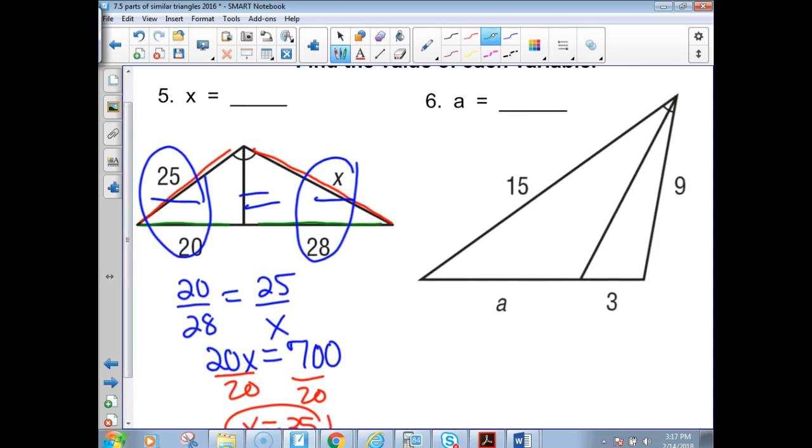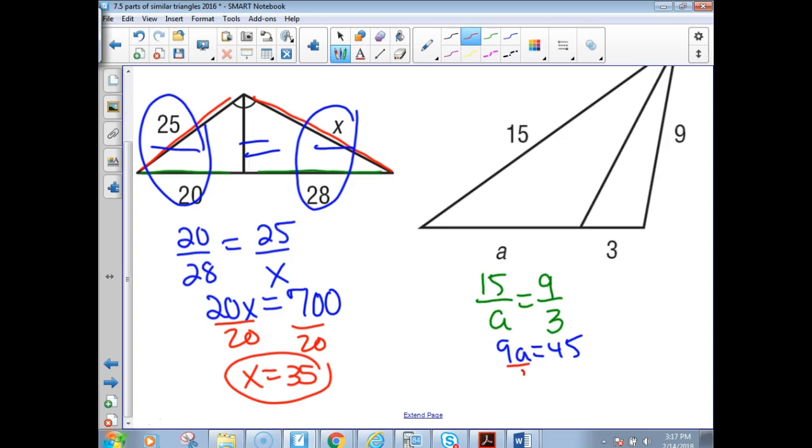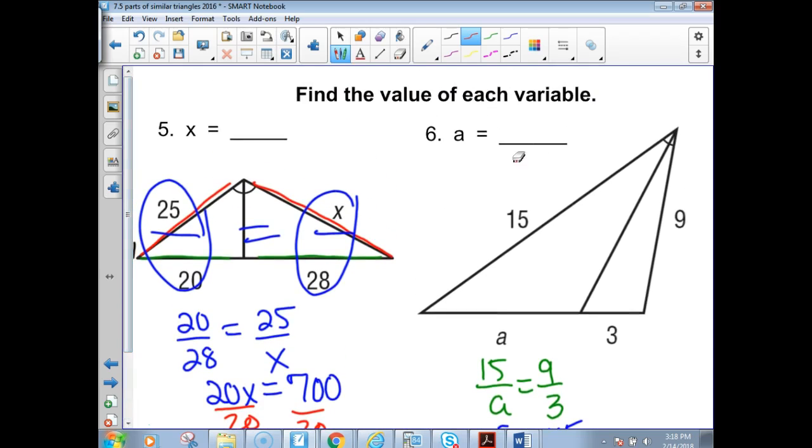Number 6. Someone set that one up for me. Oh, I already called on people that are raising their hand. All right, Kenny. 15/A equals 9/3. I see that too. That's a very quick way to do that. 9A equals 45 then. Divide by 9, and A is 5. I forgot to write my answers in my little blanks.